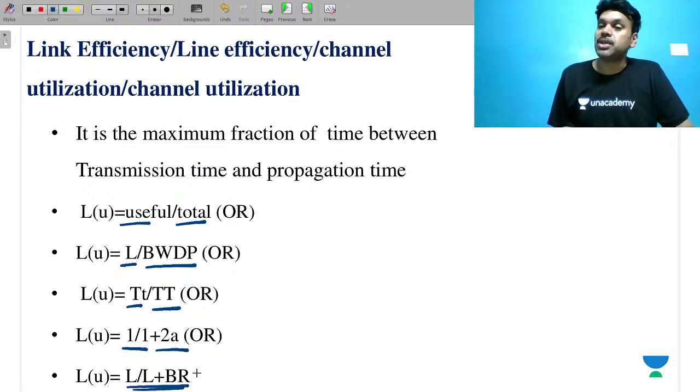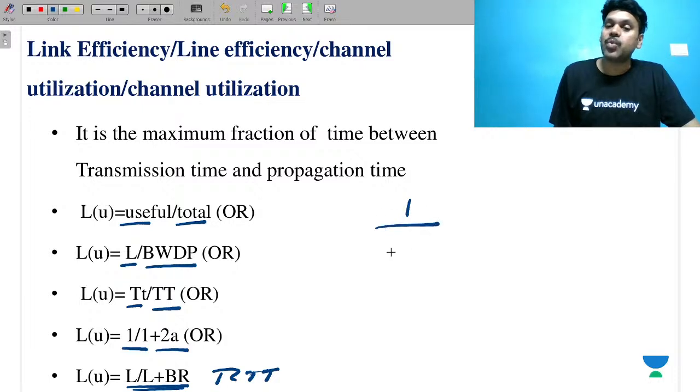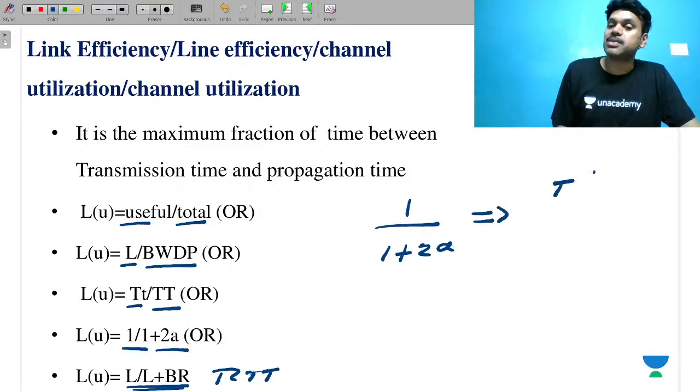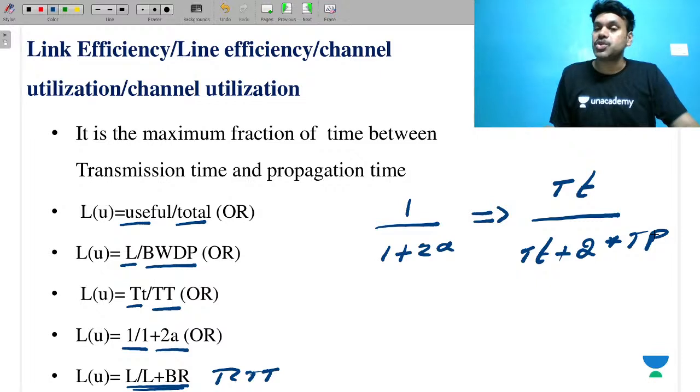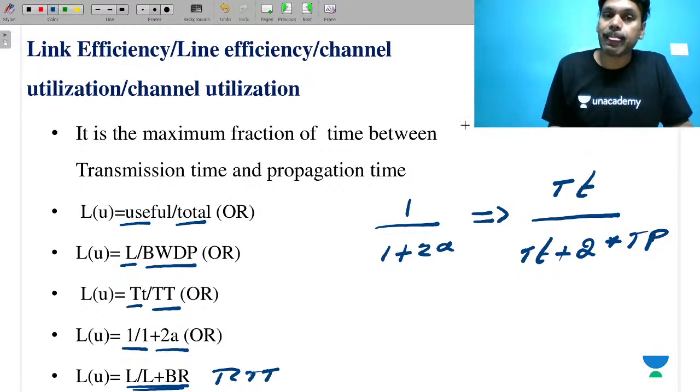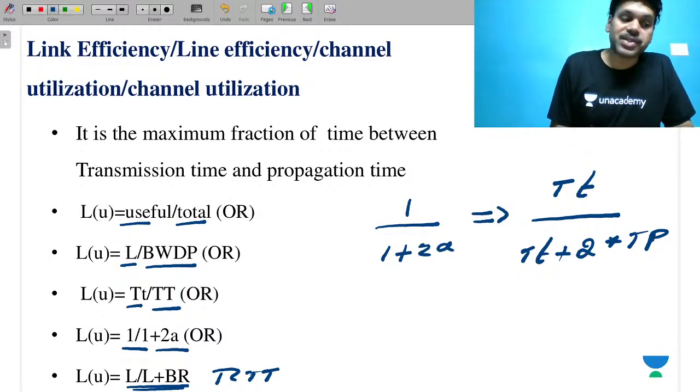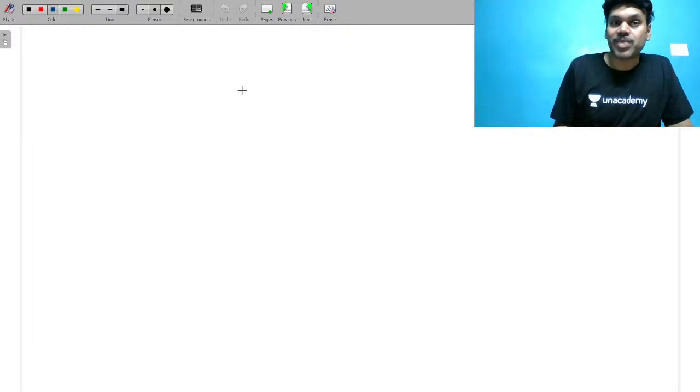BR means bandwidth into RTT; R stands for RTT. These are all the ways you can find the efficiency. But the most suitable one, which we use regularly, is 1 by 1 plus 2A. This is the one we use. It is written as TT by TT plus 2 into TP. How did you get this? I will show you a proof. Observe carefully. Now I am discussing link efficiency. Let us see.